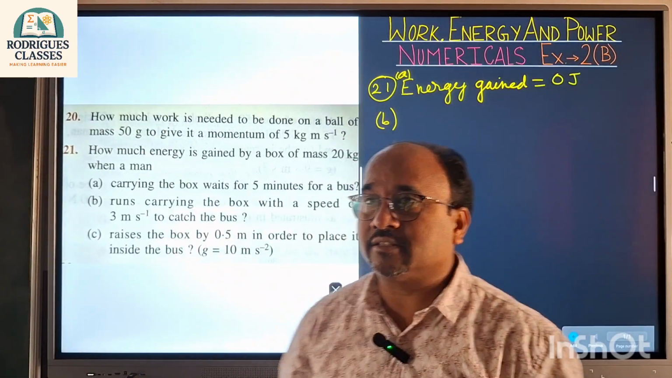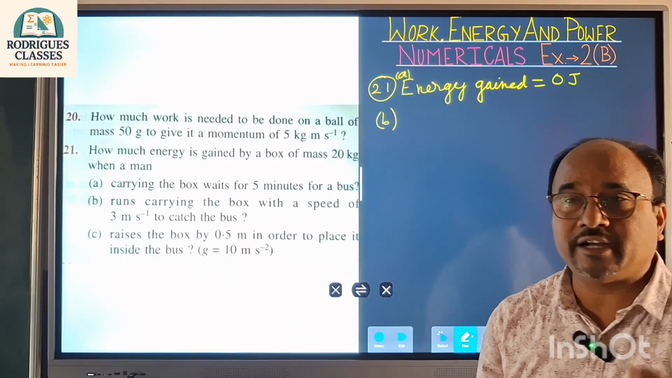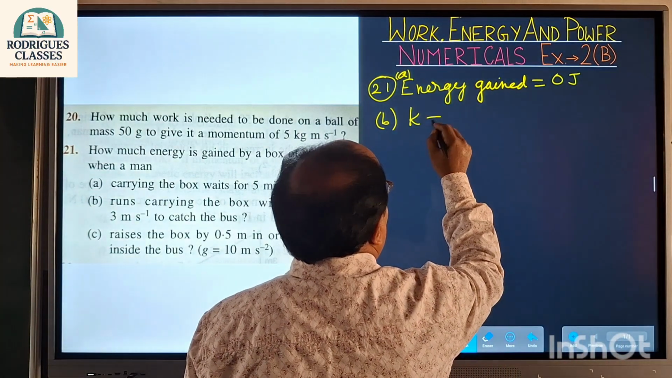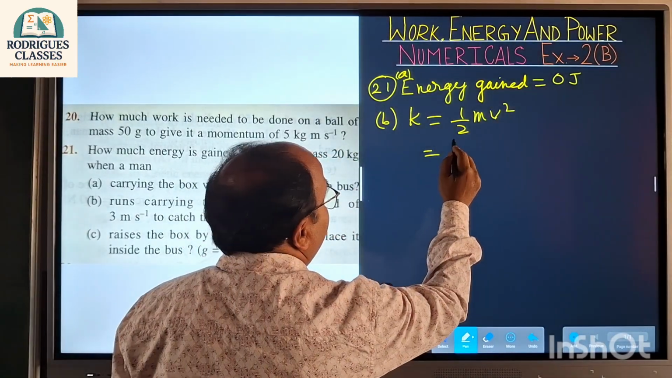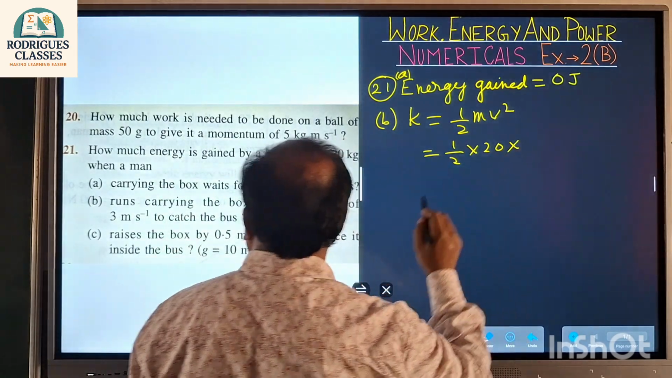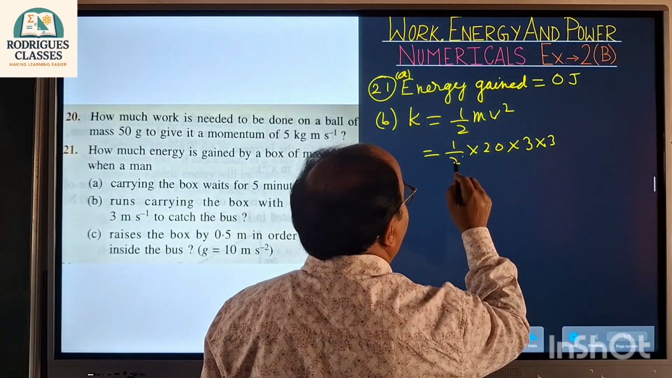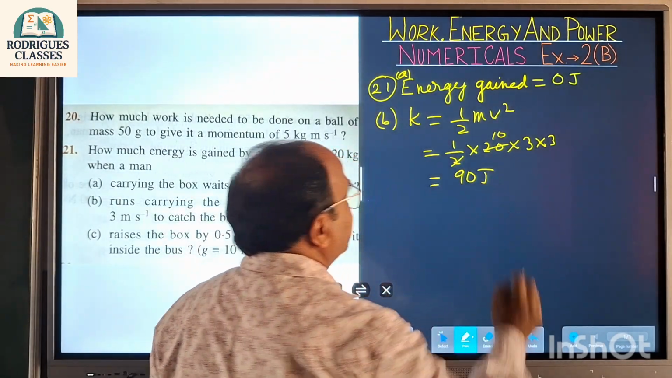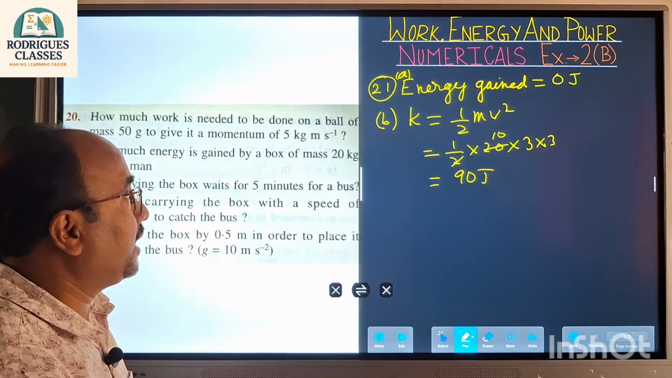B part of it says that runs carrying the box with a speed of 3 meter per second. So kinetic energy will be used here. So I will write kinetic energy, half mv square, so half into the mass, which is 20 kg, and the velocity is 3 meter per second, so 3 into 3. This cancels with the 20, we get 10, 3 3s are 9, we get it as 90 joules. So when he is running with it, he is gaining energy of 90 joule.